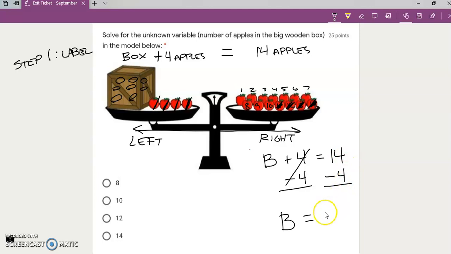And then on this side, 14 minus 4 is equal to 10. So that means that the box weighs as much as 10 apples. So this would be my answer, the second choice, letter B, and that would be all that you would have to do for this problem.